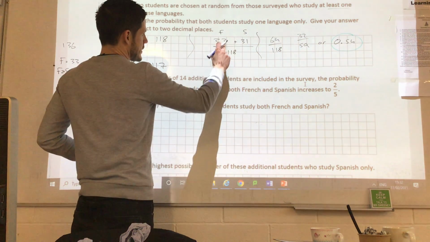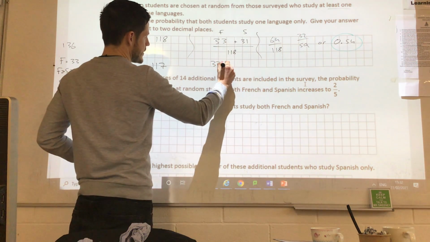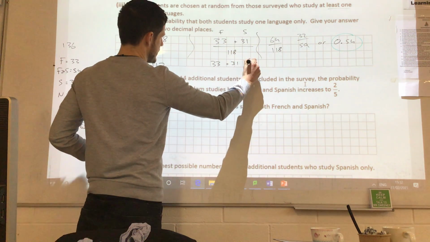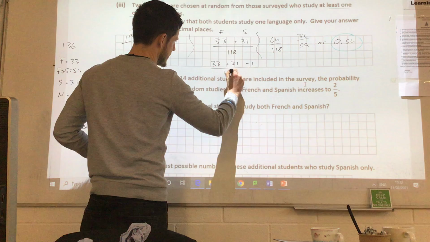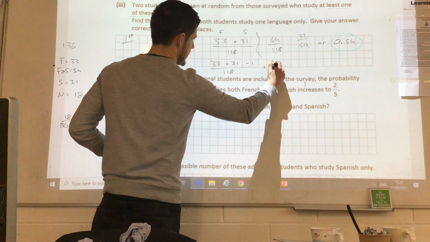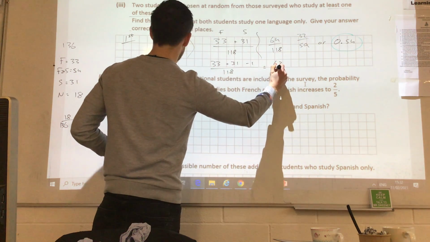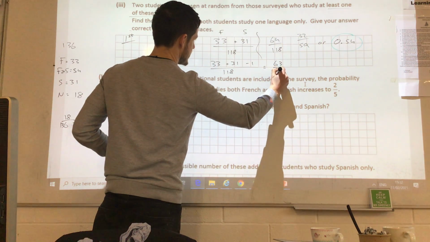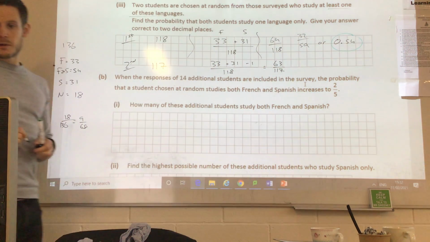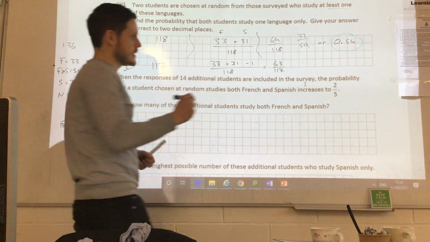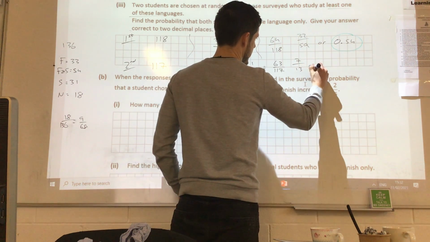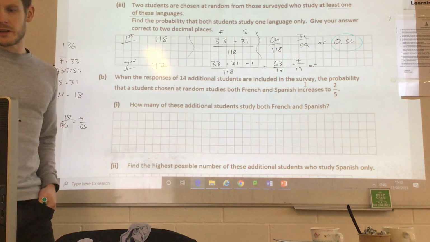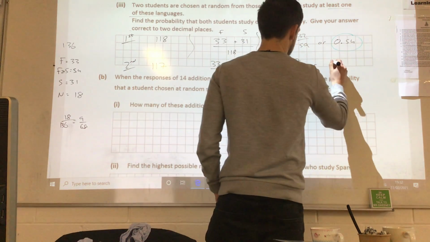That means we're going to do the exact same thing here. We're going to have 33 plus 31, but one student's missing. We don't know if it's a French or a Spanish student, so we take one away, all over 117, and we're left with 63 over 117. So the probability of that becomes 7 over 13, or put into decimal, 7 over 13 is 0.53.